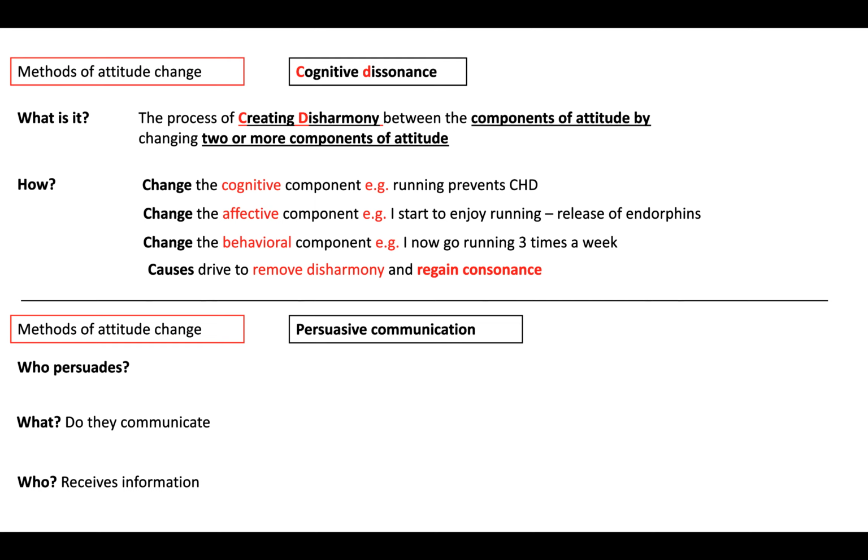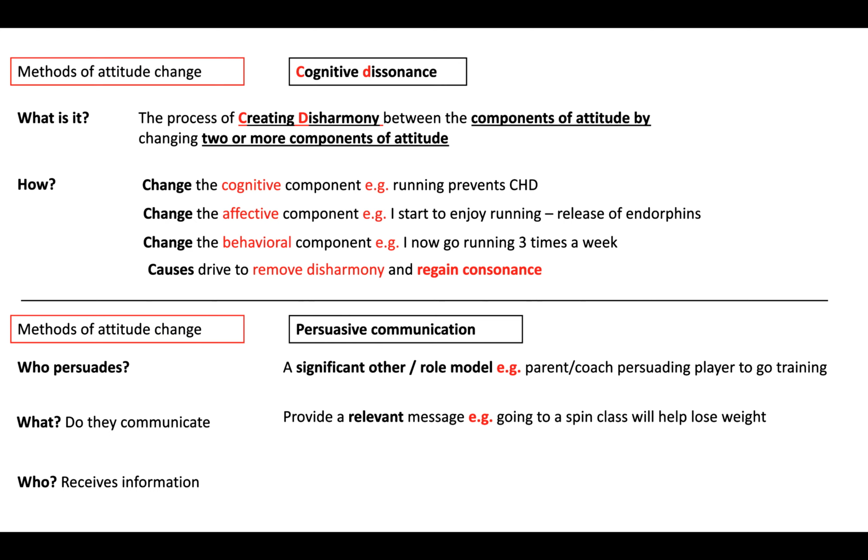So first of all, who persuades? It is a significant other or role model that will be the persuader. Okay, so persuasive communication has to come from a significant other, e.g., a parent or a coach persuading the player to go training.